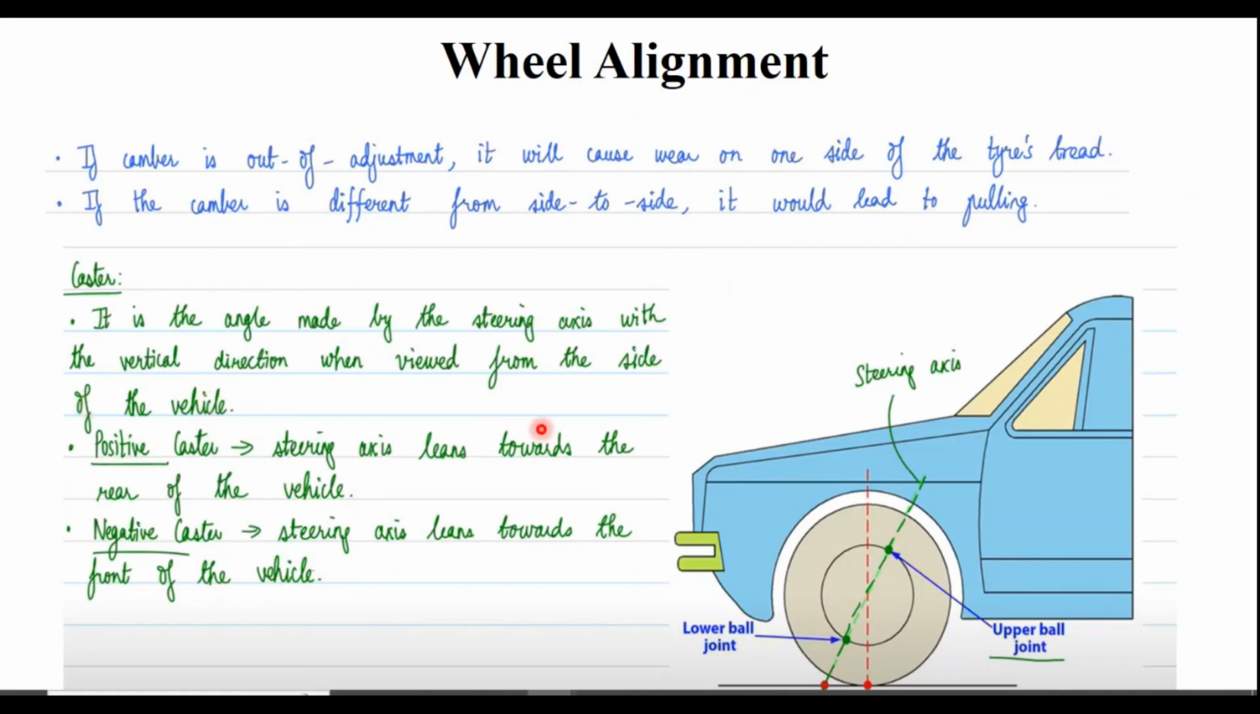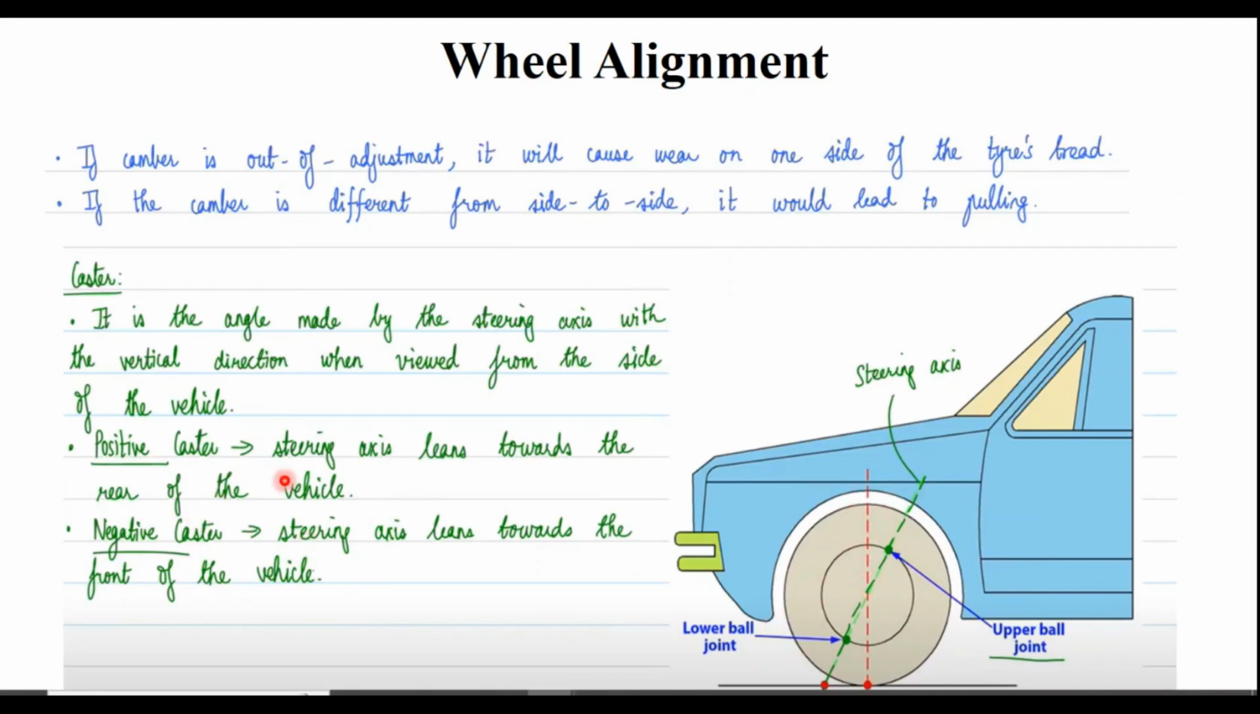So let us see what caster is. It is the angle made by the steering axis with the vertical direction. So this is the steering axis, and this is the vertical direction. When you are viewing the vehicle from the side, the angle made by the steering axis with the vertical direction is what you call caster.